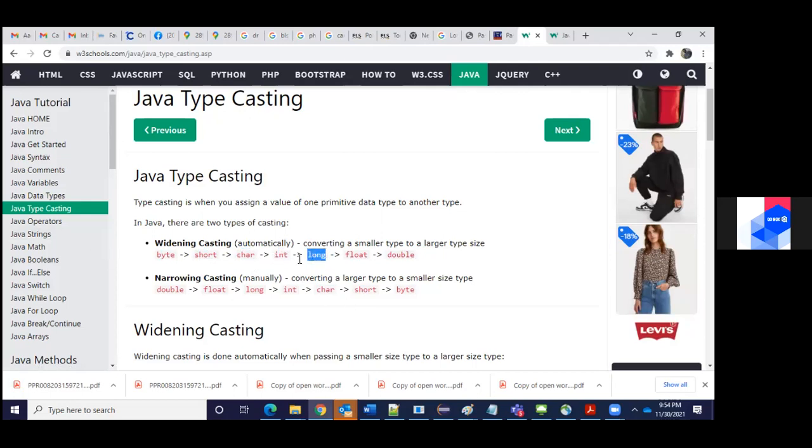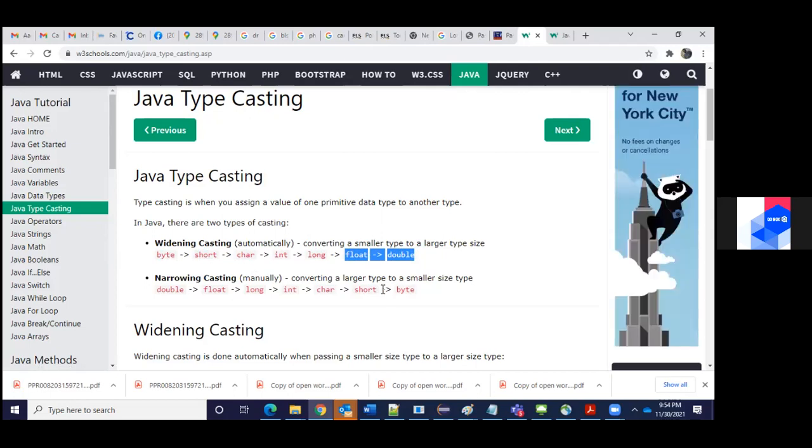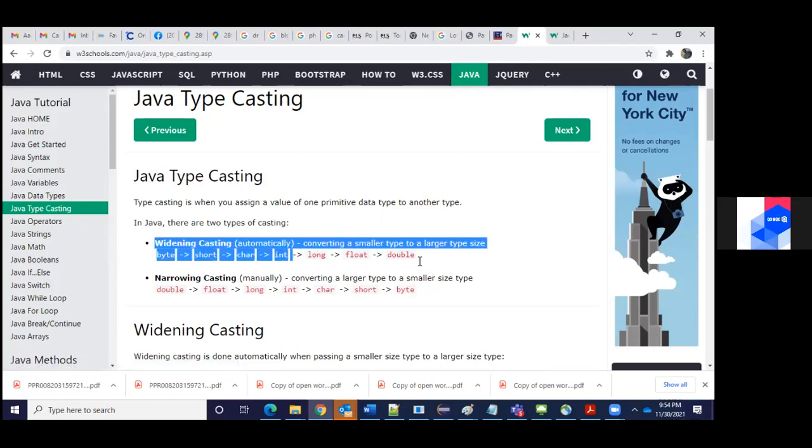This is one family, and we are moving to another family. This is a float with 4 bytes, and this is a double with 8 bytes. This is widening casting: you are going from a smaller type to a larger type. When we go from long to float, that is actually narrowing, which changes its type, but I'll come to that. Understand this one first.